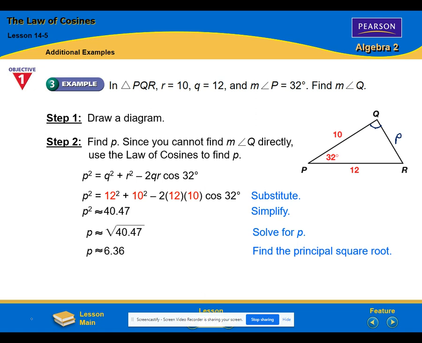Once you know that, actually let me ask the question here. You think about this. Once you know that up there, that length that is lowercase p, is about 6.36. What can you do with that? We want to find angle Q. What could we do? Now, if your answer was use the law of cosines again, you're correct. If your answer was use the law of sines, you are also correct. You could do either one.